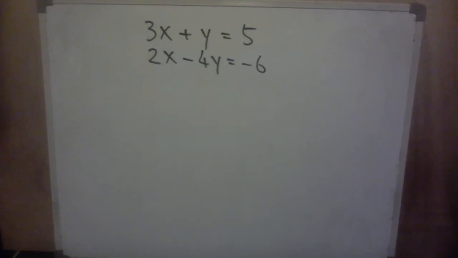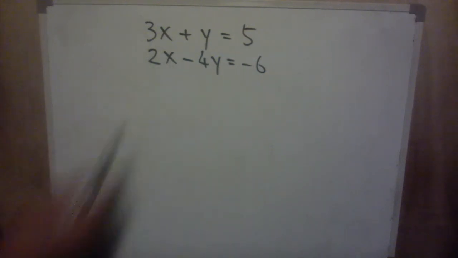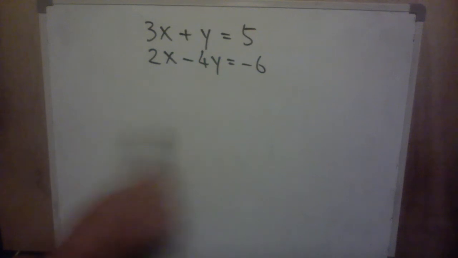Okay, here's another substitution problem. We have 3x plus y equals 5 and 2x minus 4y equals negative 6. This problem is similar to the previous problem that we did, but the difference here is that for both of the equations we have both x and y on one side of the equation and constants on the other side. So what are we going to do in a situation like this to use substitution?